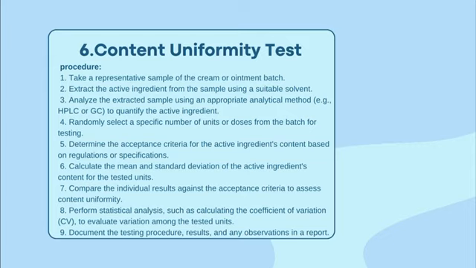5. Determine the acceptance criteria for the active ingredient's content based on regulations or specifications. 6. Calculate the mean and standard deviation of the active ingredient's content for the tested units. 7. Compare the individual results against the acceptance criteria to assess content uniformity. 8. Perform statistical analysis, such as calculating the coefficient of variation, CV, to evaluate variation among the tested units. 9. Document the testing procedure, results, and any observations in a report.